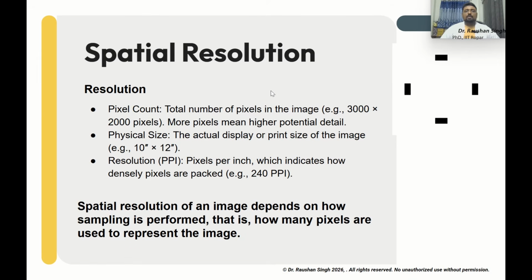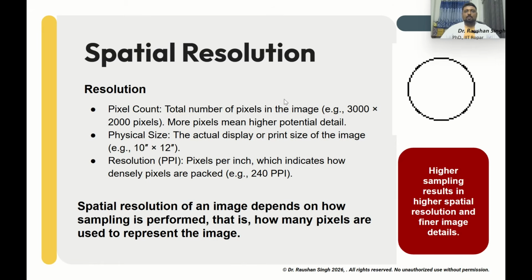Spatial resolution of an image basically depends on how sampling is performed, that is how many pixels are used to represent the image. Higher pixel value, higher spatial resolution, so better sampling is done. That relation I have mentioned here: higher sampling results in higher spatial resolution and finer image details.